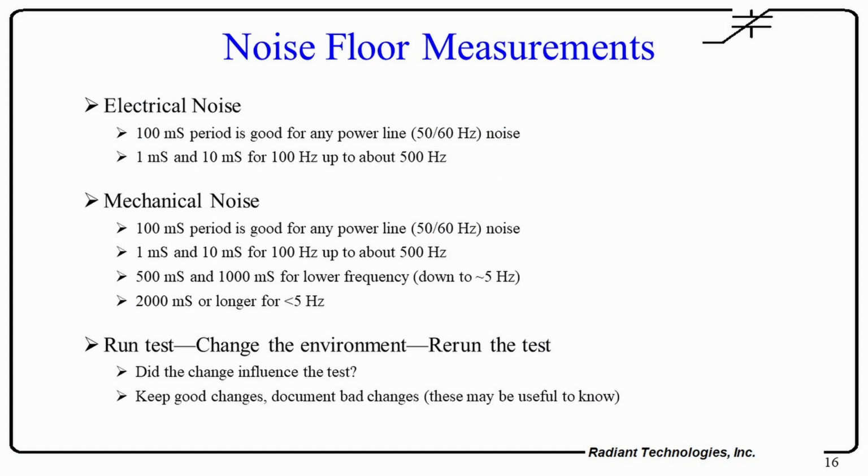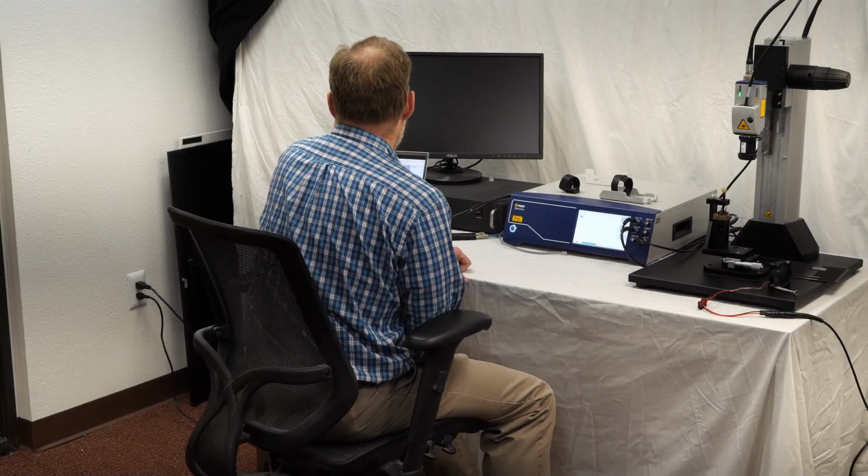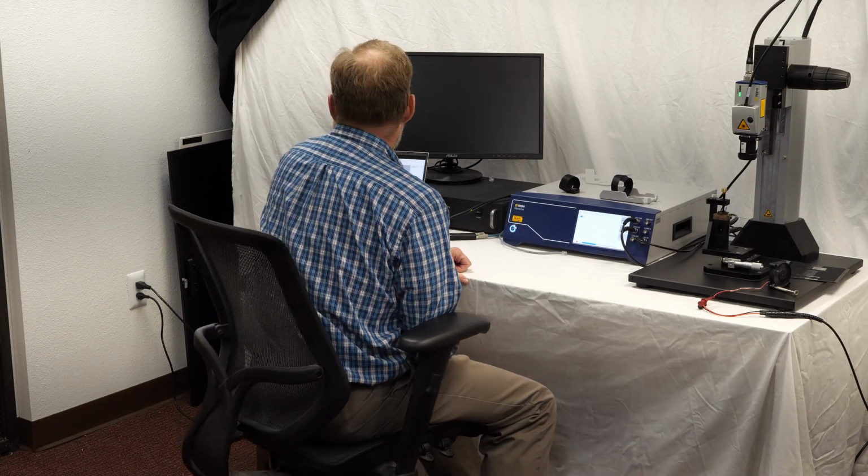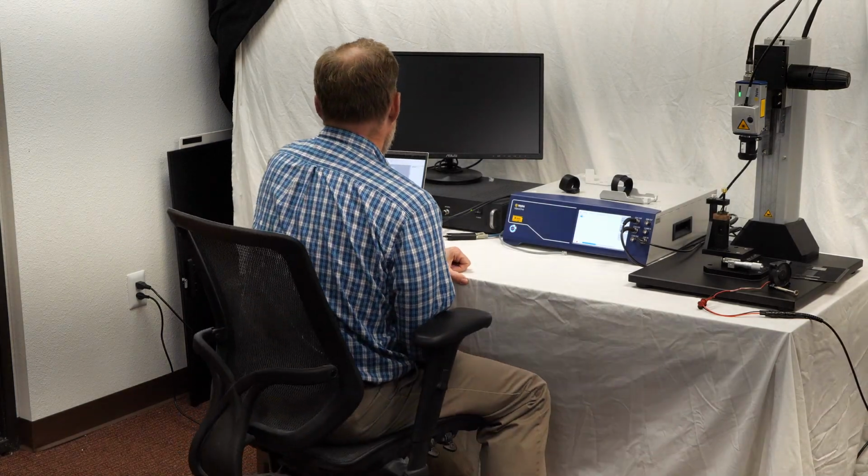On screen now are some guidelines for how to set the measurement period based on what noise you're attempting to isolate. Again, you'll need to make several of these measurements and change your environment until you're satisfied with the noise. Some of the changes you'll need to make to reduce noise may be obvious, such as turning off the room lights. However, there are less obvious considerations, such as people moving in the test area. Avoid any unnecessary movements while testing is ongoing.